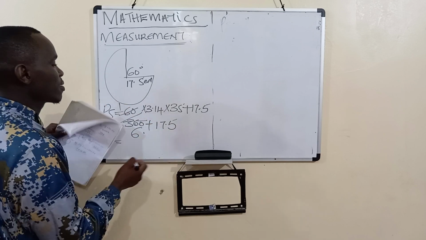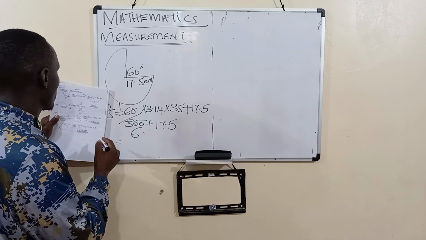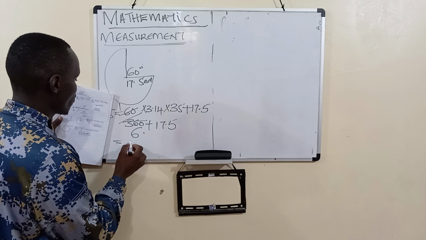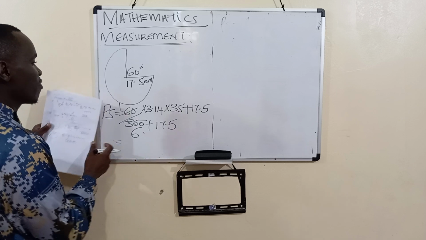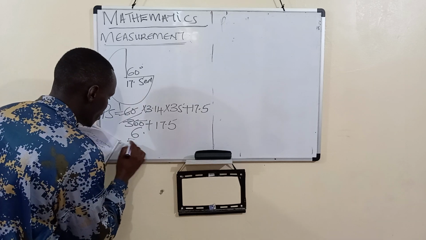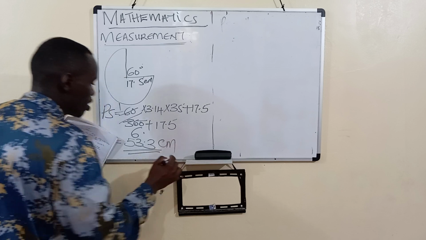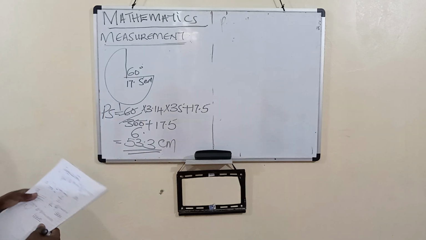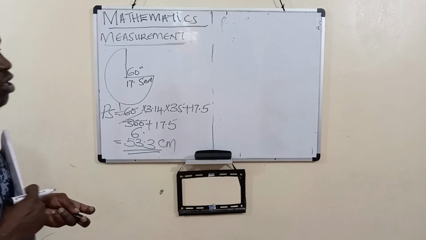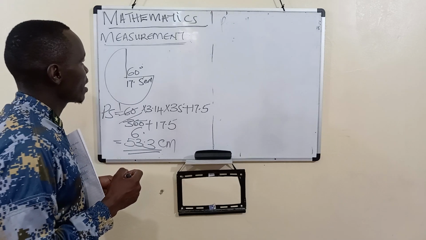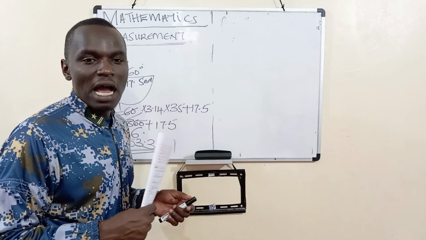When you work it out, you are going to get the answer as 53.3 centimeters. That way you learn how to get the perimeter of a sector.